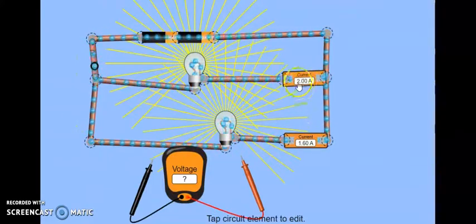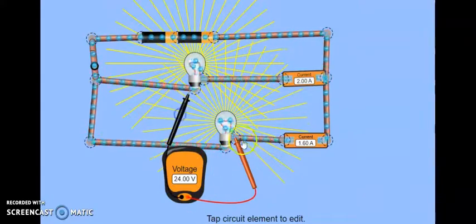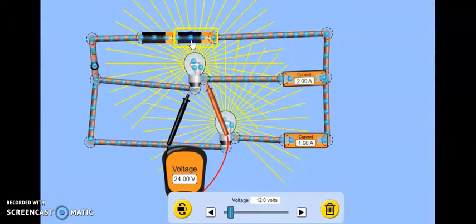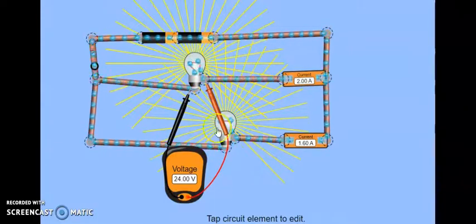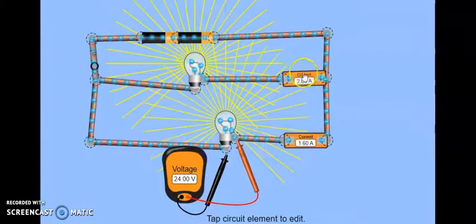Now see the current, 2 ampere, and here 1.60. The voltage is still the same, 24 volt and 24 volt. If you remember, what was my battery? 12 volt and 12 volt, right? So my 24 volt voltage is the same. It's not changing wherever I keep it. But what is changing? My current.